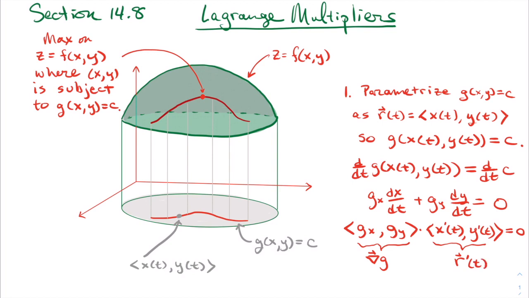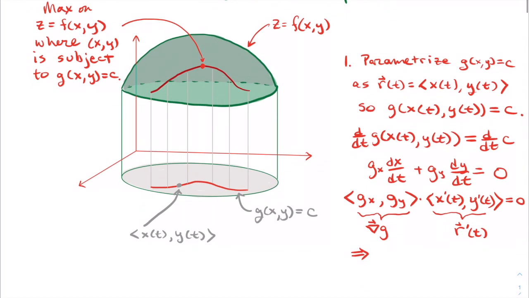And this tells us that the gradients of g are all perpendicular to r prime of t.